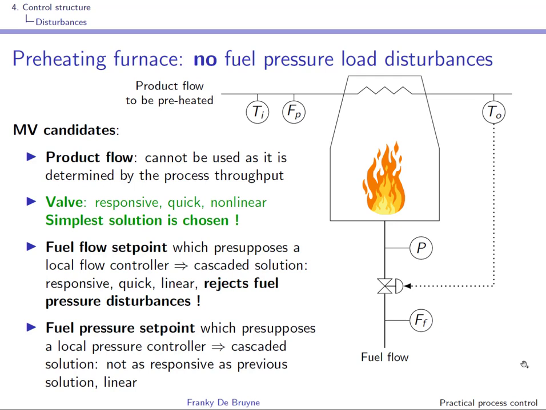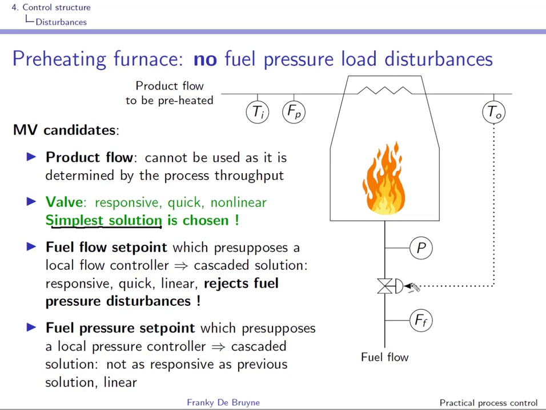If this preheating furnace is the only one connected to the main fuel line, or you manage to keep the pressure variations under control, then there are no fuel pressure load disturbances, and you can of course implement the simplest solution, which is a single loop control of the output temperature directly on the control valve.